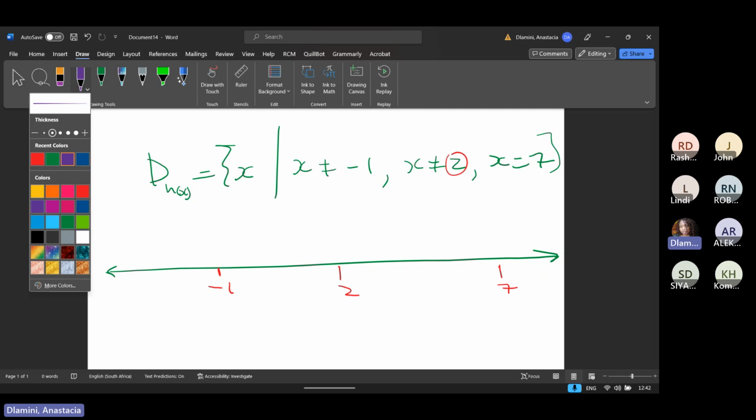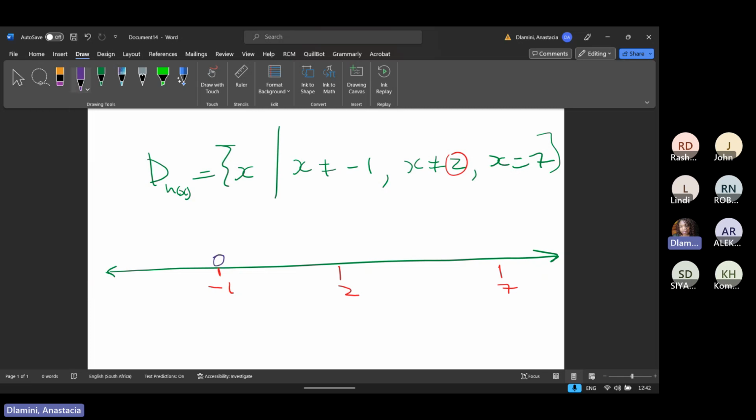So they are saying that x is not equal to -1. It means that you will not include it, so it will be an open circle. Not equal to 2, it will be an open circle. Not equal to 7, it will be an open circle. Do you see that? If x is not equal to -1, not equal to 2, not equal to 7, x is what then? Guys? It means x is anything else.